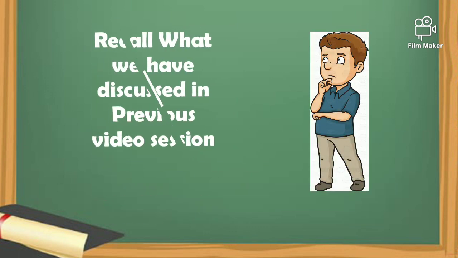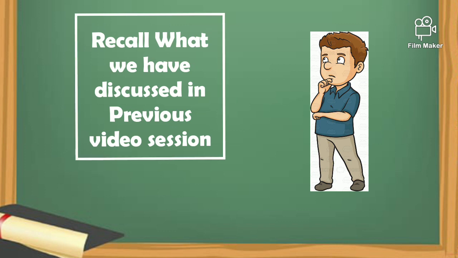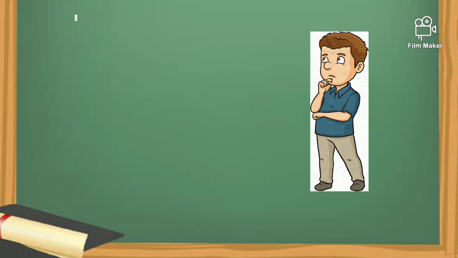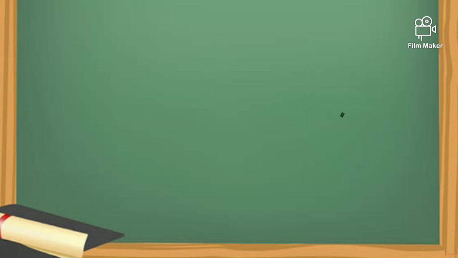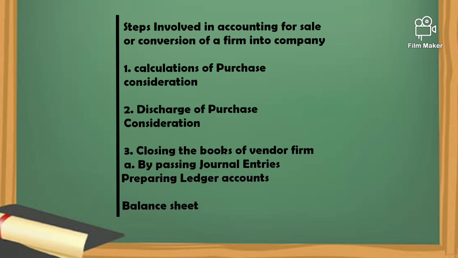In the previous session we have discussed the steps involved in accounting for sale or conversion of a firm into a limited company. There are 4 major steps involved here. The first step is calculation of purchase consideration. In the last session we have discussed how to calculate the purchase consideration. There are 3 methods to calculate the purchase consideration, that is lump sum method, net asset method and net payment method. And we have also solved the problem related to net asset method and net payment method.